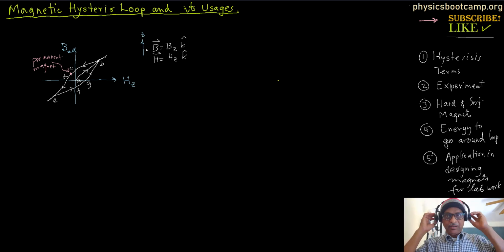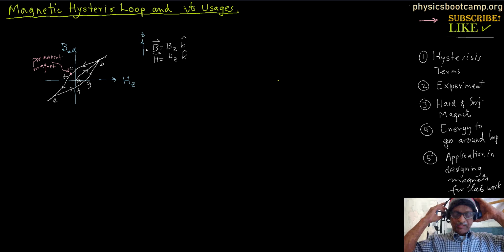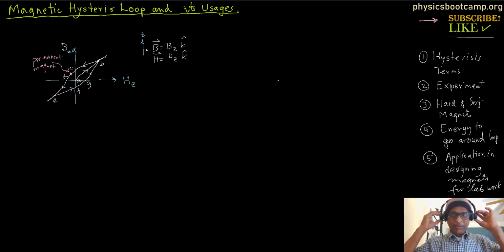Hello there. Welcome to a useful practical session on magnets. You probably read somewhere about the magnetic hysteresis loop. So what happens is when you try to take a magnetizable material and make a magnet out of it.